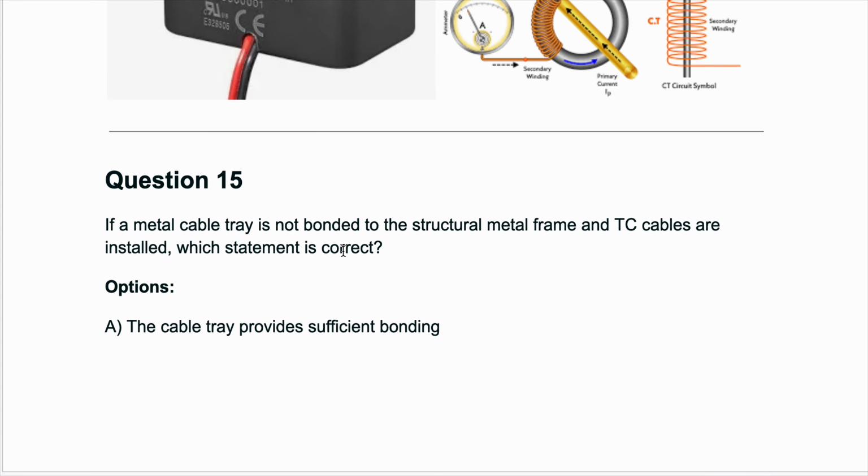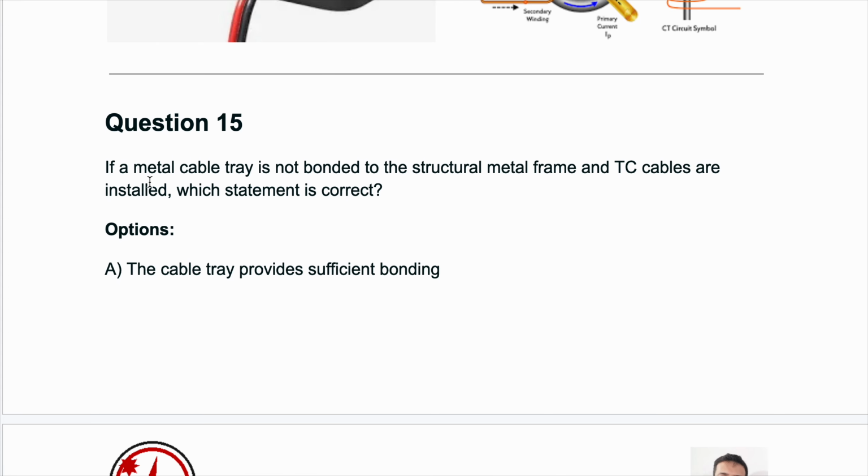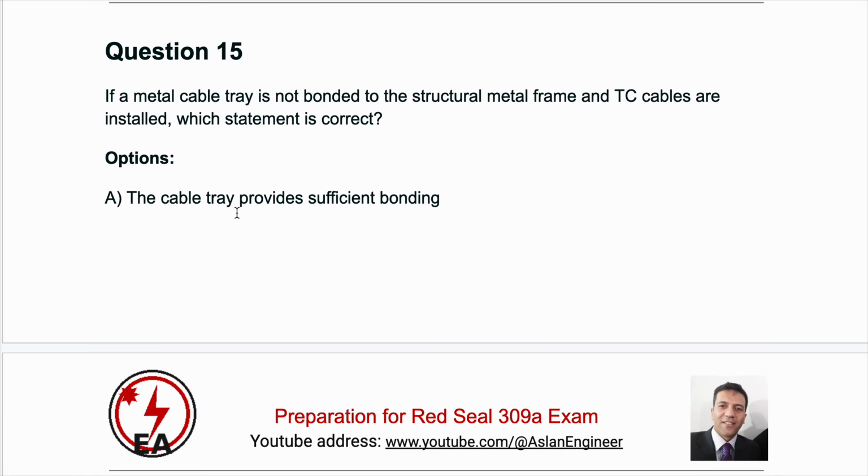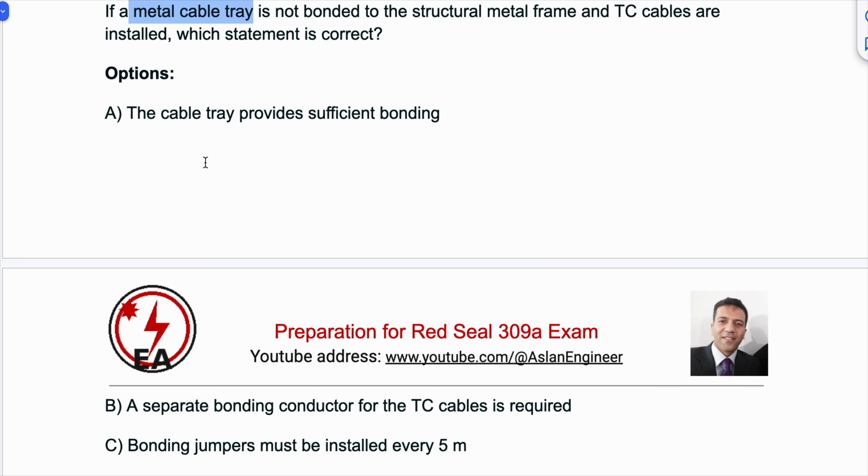Okay. Question 15. If a metal cable tray is not bonded to the structural metal frame and TC cables are installed, which statement is correct? We have a cable tray, we installed TC cables on it, and we don't have any bonding for this metal cable tray. So it's asking what the correct statement is for this situation.